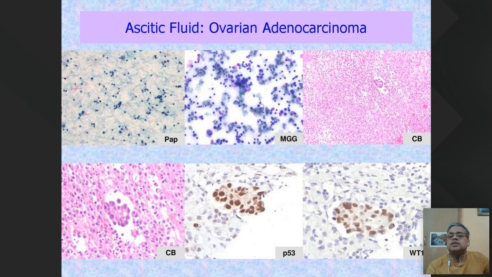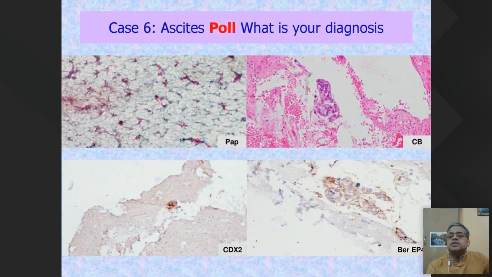So here we have a poll. Let's have a poll of case 6, which is, what is your diagnosis? So here we have a poll in which the PAP shows nothing. It is just a few cells. It's not even cellular. It's almost like an unsat. The cell block had one fragment like this. So it was ascitic fluid having one fragment like this.